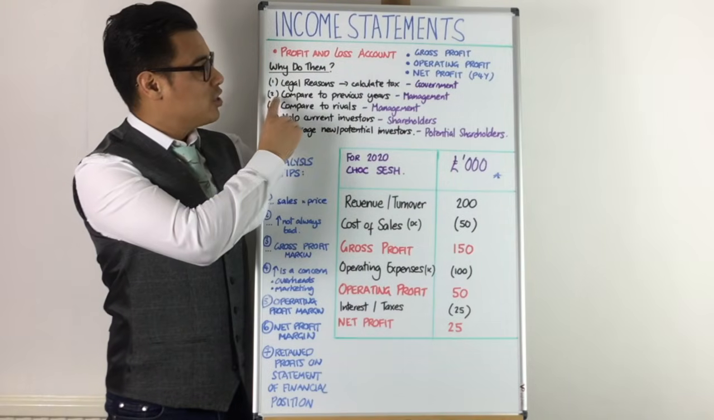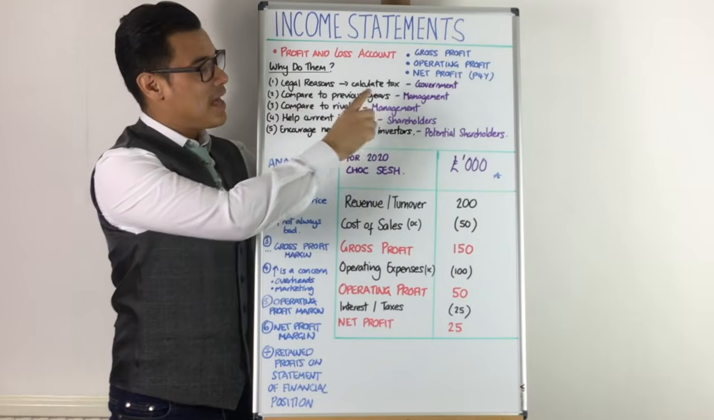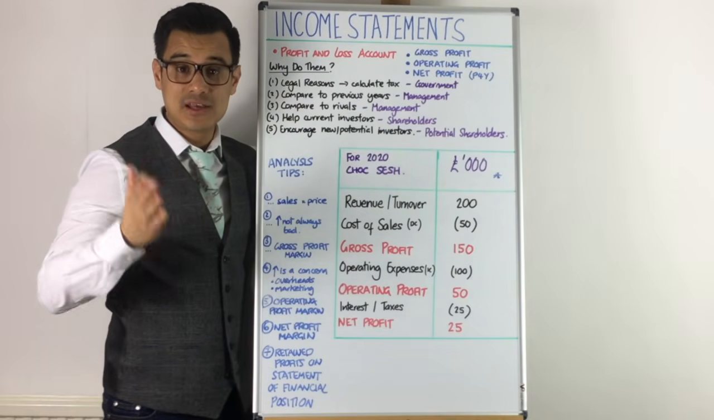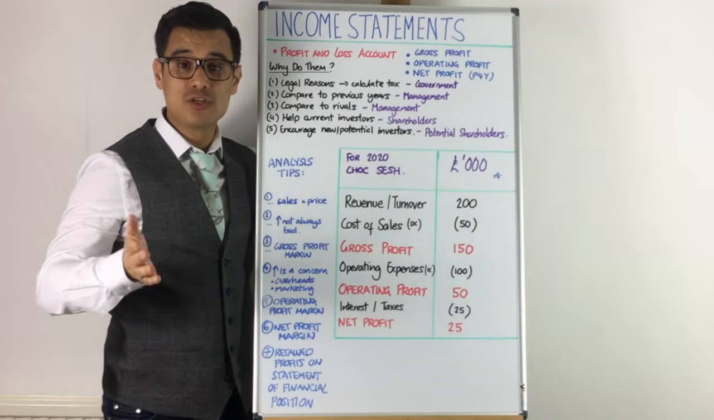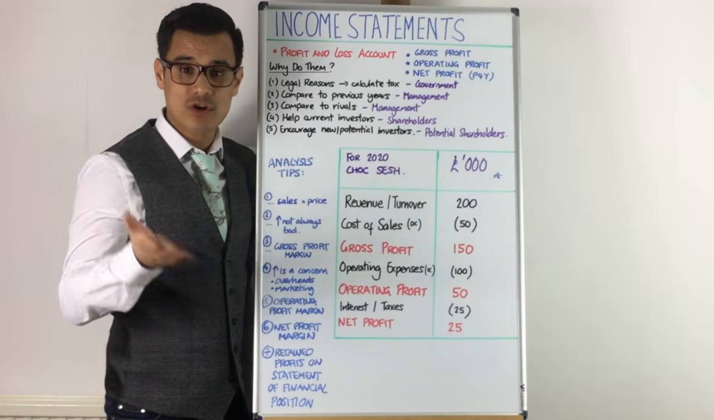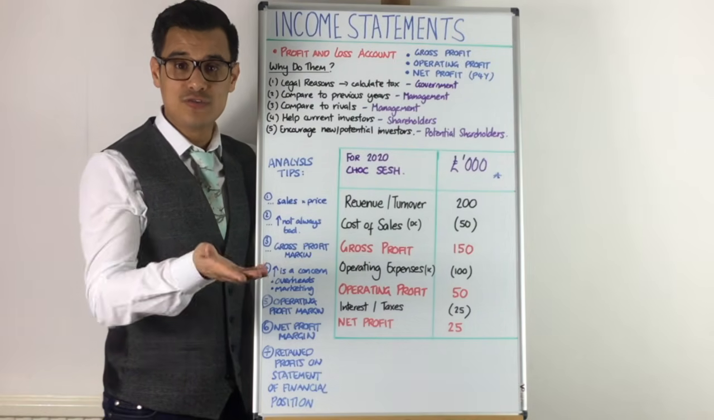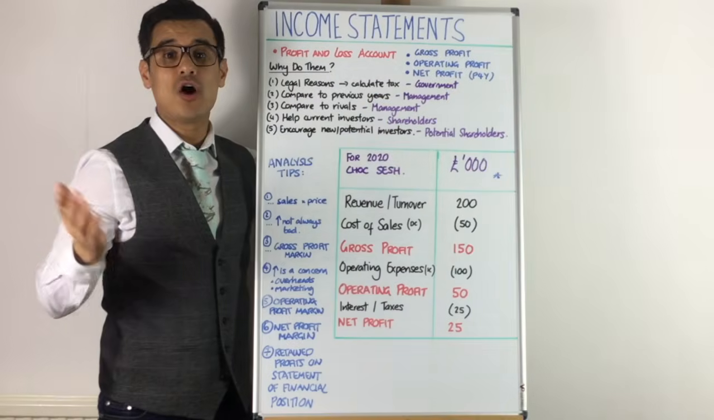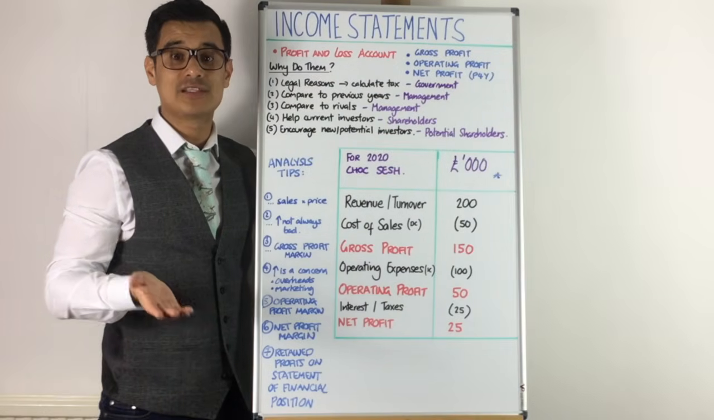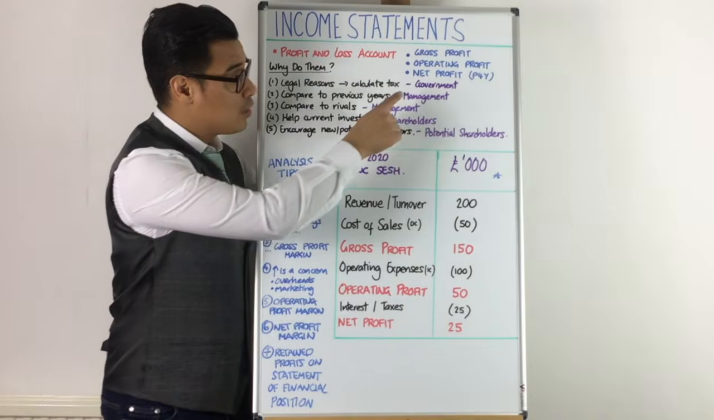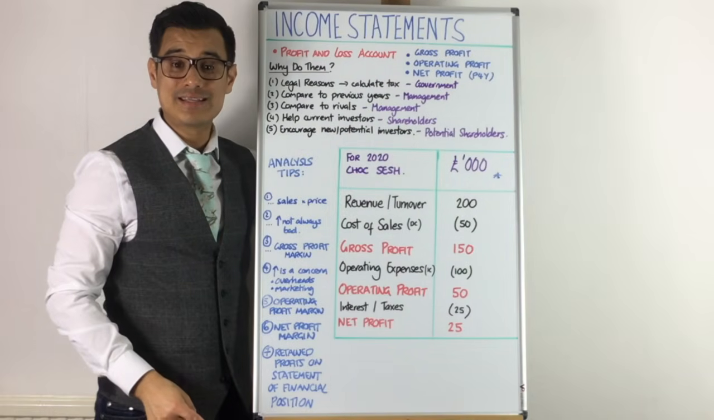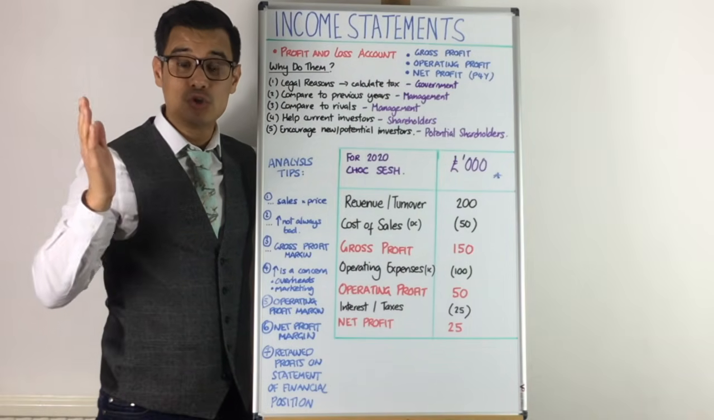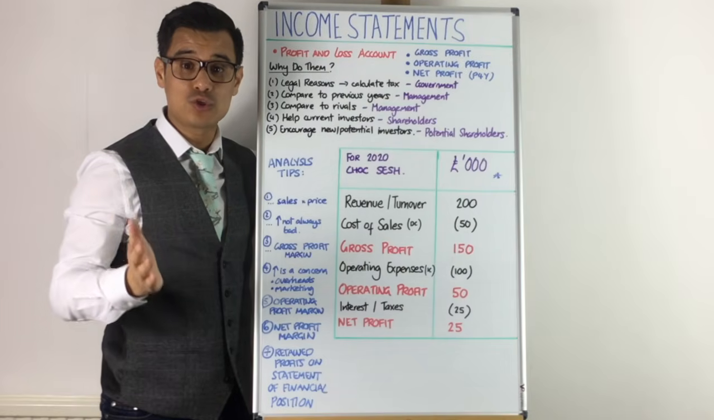Number 2 is you might want to use income statements to compare to previous years. That's previous years for you, because you might want to see how you are trending. Are you improving in terms of your profits, or are you worsening in terms of your profits? This is going to be really important to management in order to make decisions to try and improve the financial stability of the business.